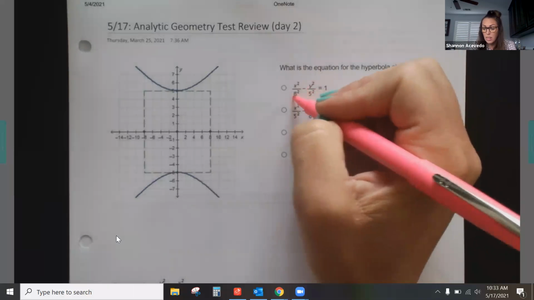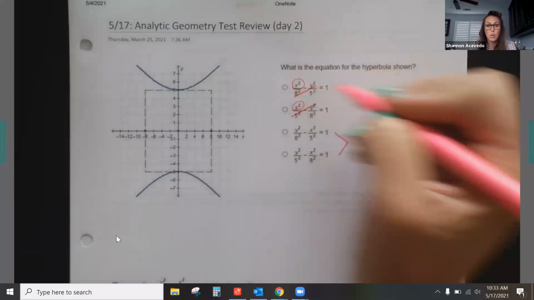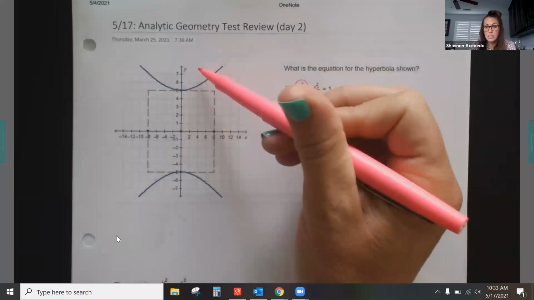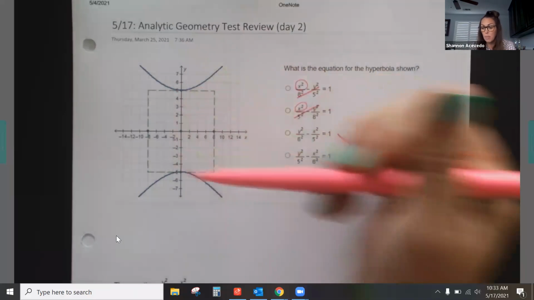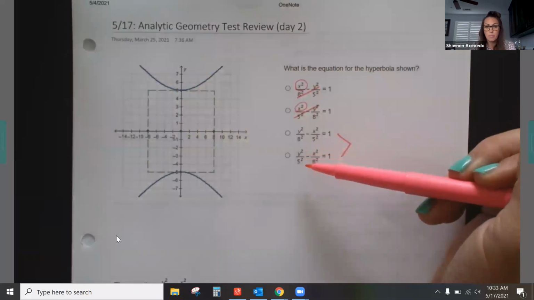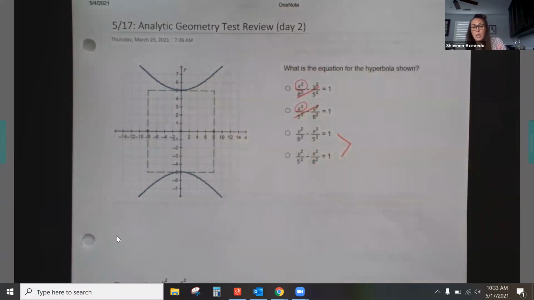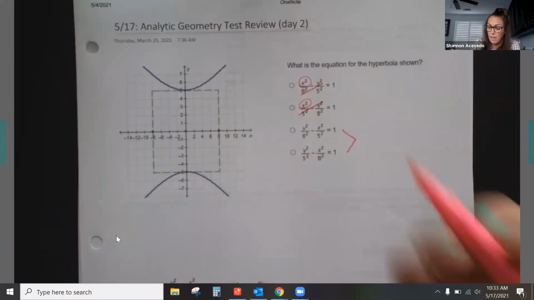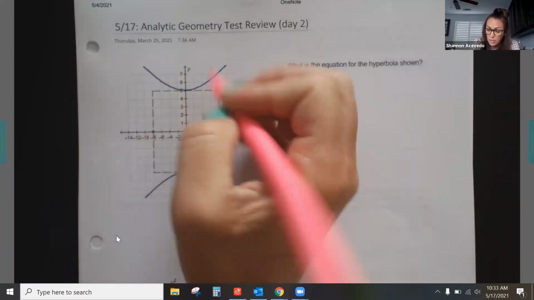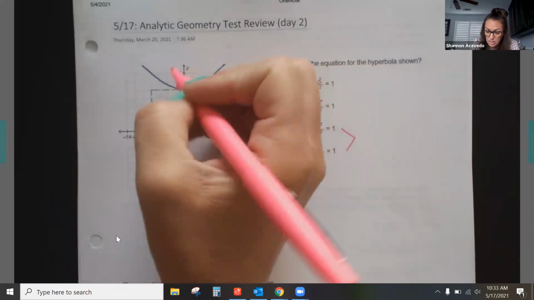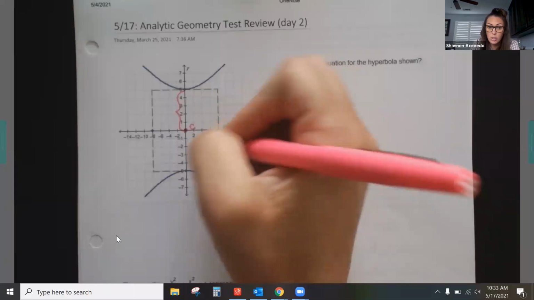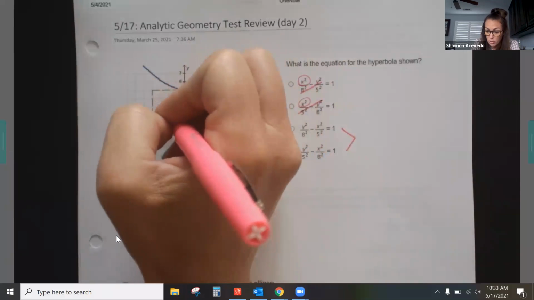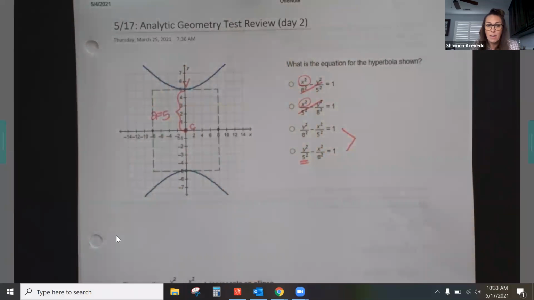It cannot be this one or this one because they have that positive x squared that comes first. So I know it has to be one of these two, because these open up and down and the y-axis is up and down. So now I need to figure out which value is going to go under it. Is it the 8 or is it the 5? Well, I look here. Here's going to be where my center is. The distance from my center to my vertex is a value of 5. So that means that 5 is going to be underneath.